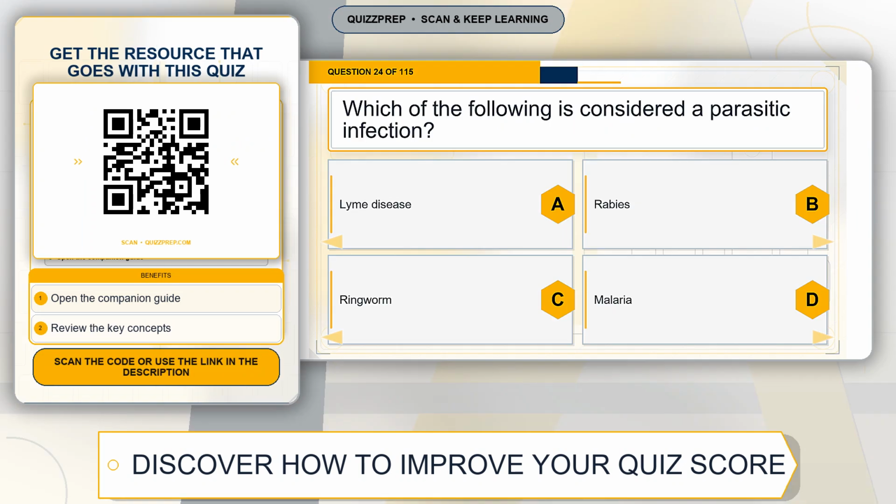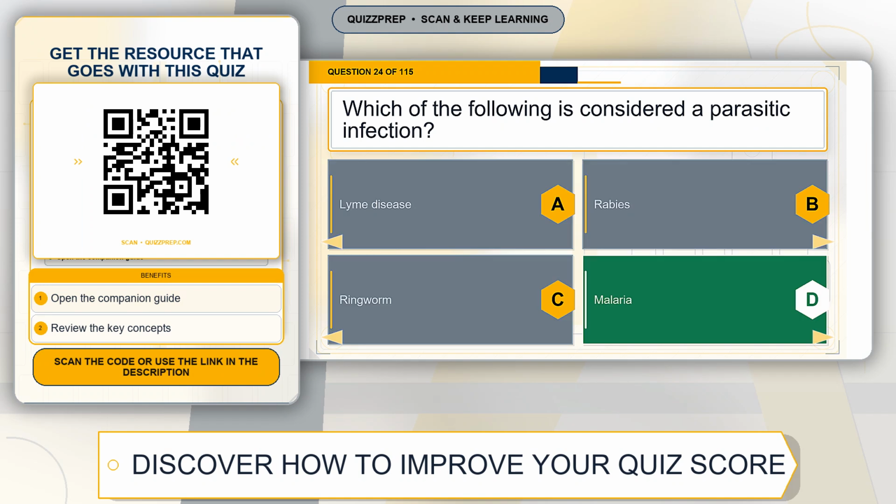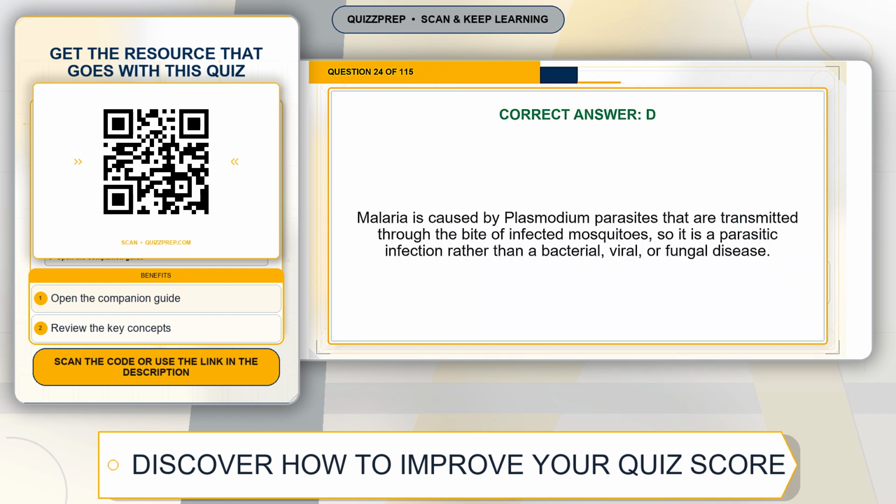Question 24. Which of the following is considered a parasitic infection? Option A, Lyme disease. Option B, rabies. Option C, ringworm. Option D, malaria. The correct answer is option D, malaria. Explanation. Malaria is caused by Plasmodium parasites that are transmitted through the bite of infected mosquitoes, so it is a parasitic infection rather than a bacterial, viral, or fungal disease.